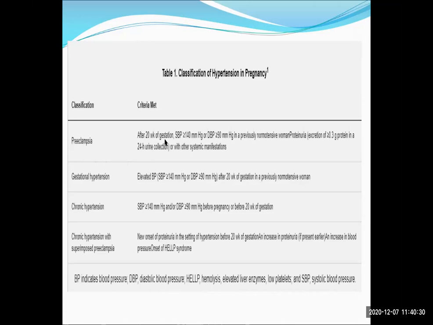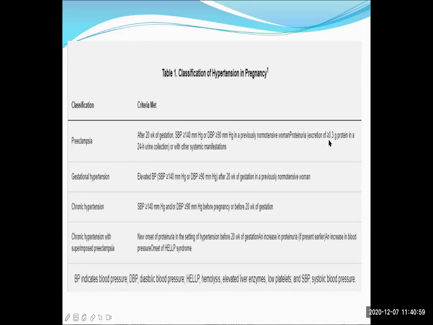Preeclampsia, after 20 weeks of gestation, this is a very important term. After 20 weeks of gestation, systolic blood pressure, if it is equal to or more than 140 millimeter mercury, or diastolic blood pressure equal to or more than 90 millimeter mercury in a previously normotensive woman. She should not be hypertensive from before. She has to develop new hypertension. That is also after 20 weeks of gestation.